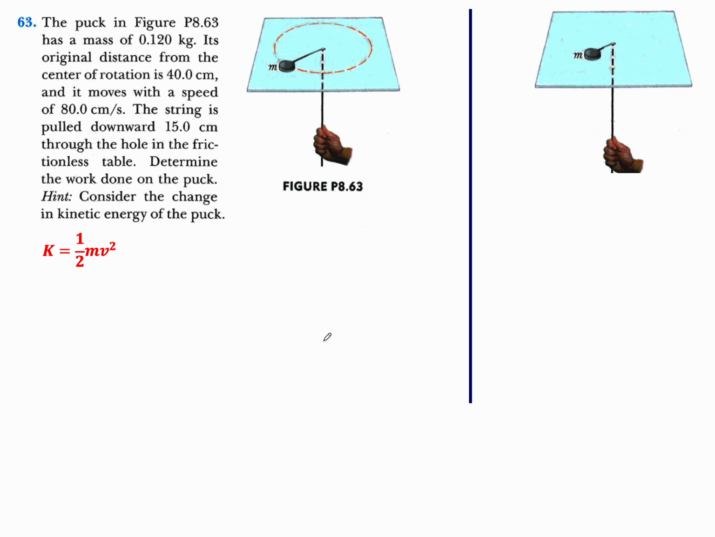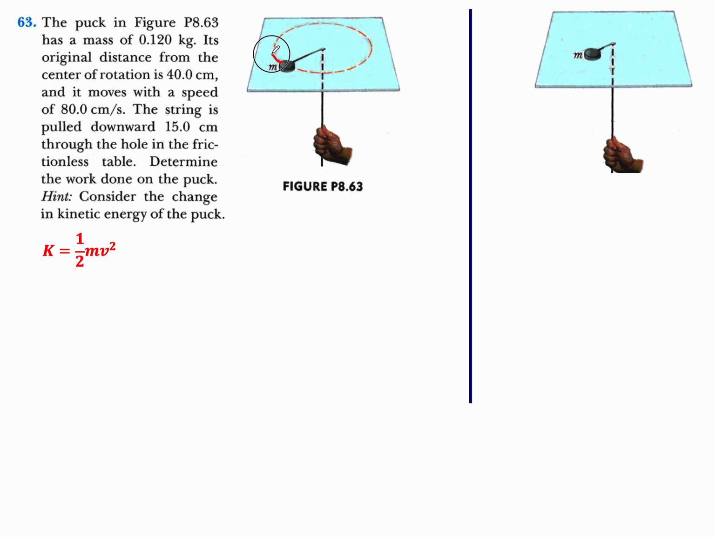So in number 63, we've got a puck, and we're given its mass and original distance, and it moves with that speed. The string is pulled downward, and on a frictionless table, determine the work done on the puck. Hint, consider the change in kinetic energy of the puck. And I gave you again the formula for kinetic energy. What is this problem? Well, it is actually to figure out its final velocity over here.